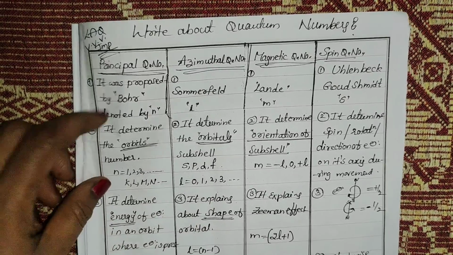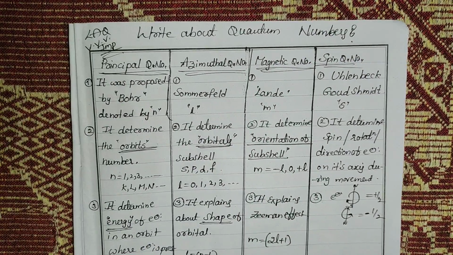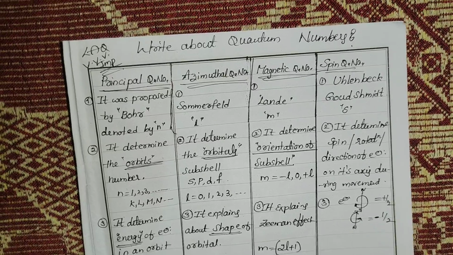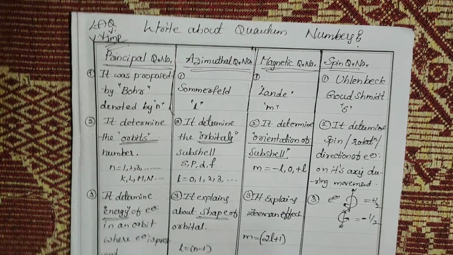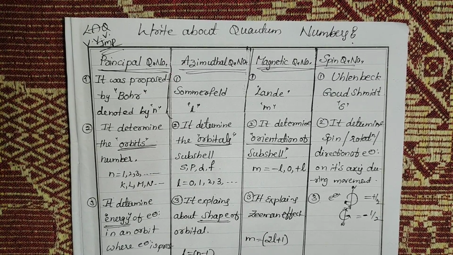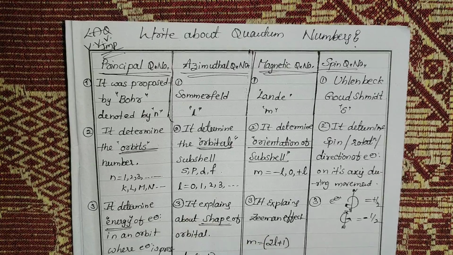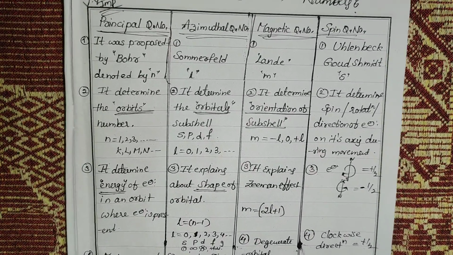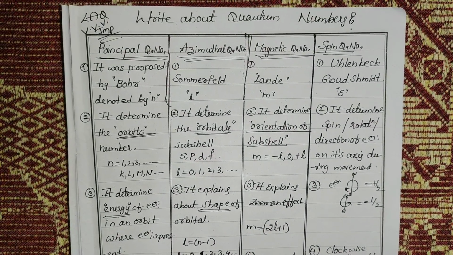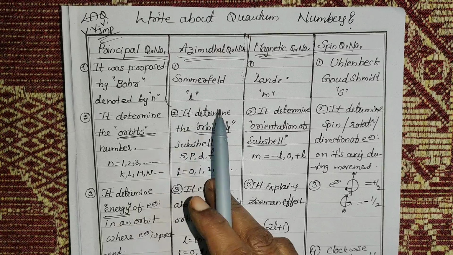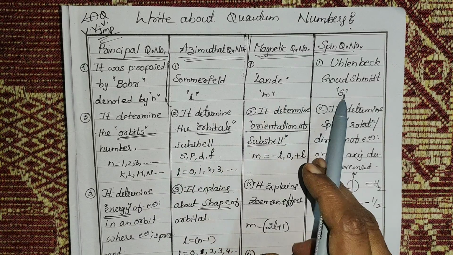Okay. Next, one more important LAQ: write about quantum numbers. Very important, listen carefully. Quantum numbers, how many? We have 4 quantum numbers. What are those? Principal quantum number, azimuthal quantum number, magnetic quantum number, and spin quantum number.